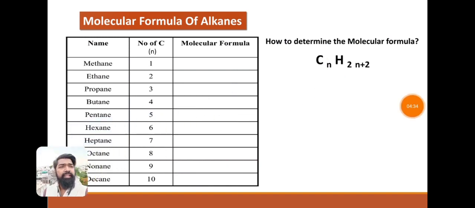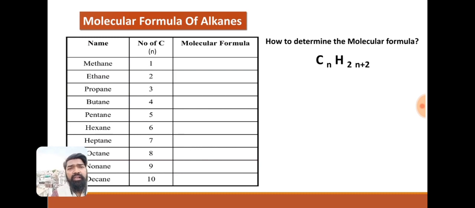Next, how can we determine the molecular formula of an alkane molecule? There is a general formula, CnH2n+2. This is the general formula for the molecular formula. How can we calculate the molecular formula of an alkane? For example, the methane molecule. The screen gives you a very simple tabular form. How can we calculate the molecular formula of methane?